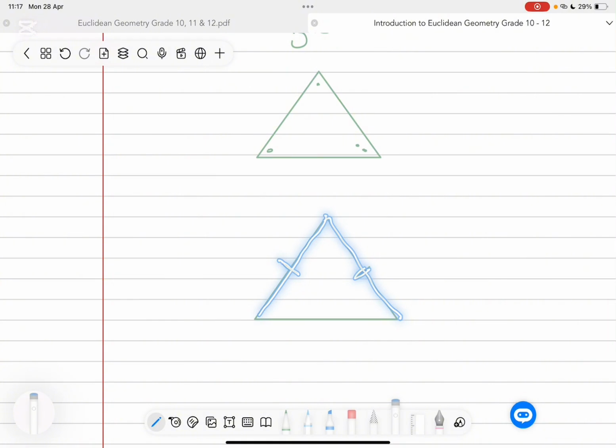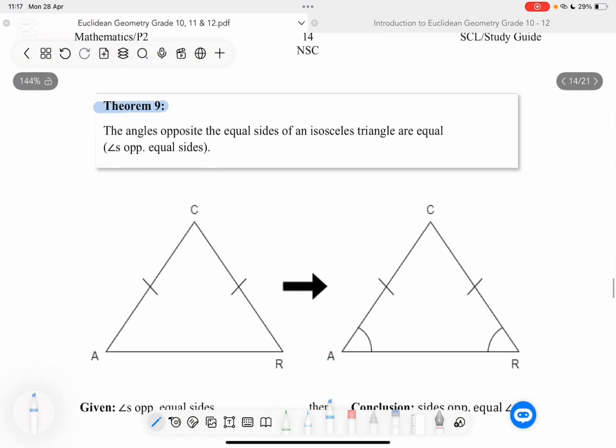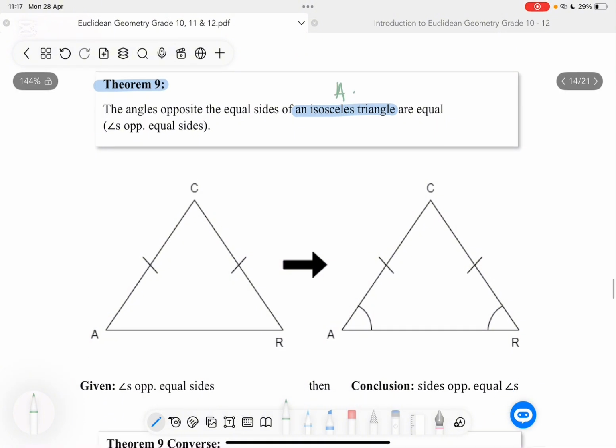meaning they are equal. Now here, when you look at this theorem, it means that we start off with having an isosceles triangle. This is our given part, the A part. That's what we know. We know that we have an isosceles triangle. Hence, in the diagram here, you actually have a triangle that has the line AC being equal to the line CR. And once we have such a pair of sides to be the same, we then say that is an isosceles triangle.